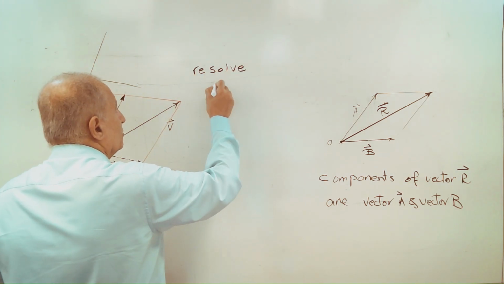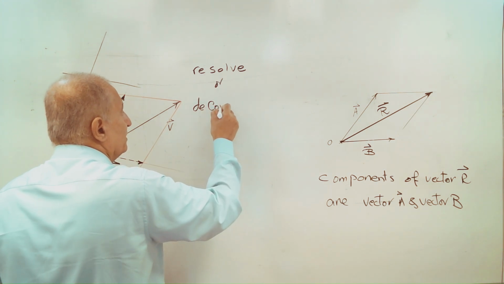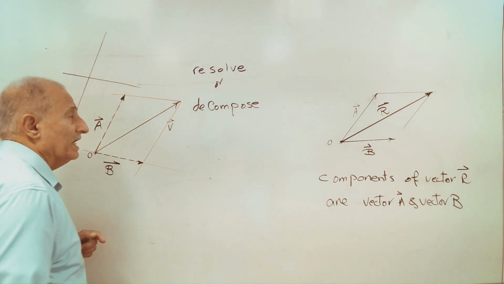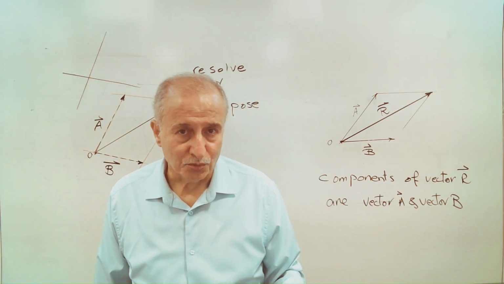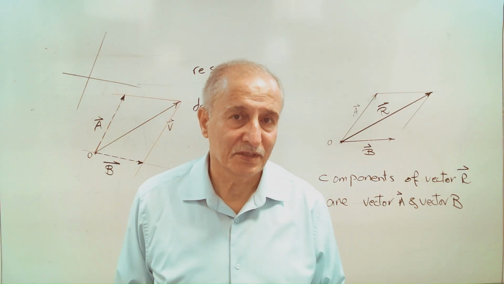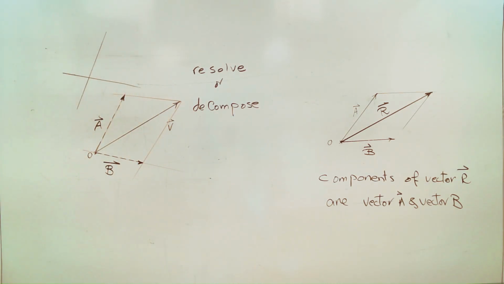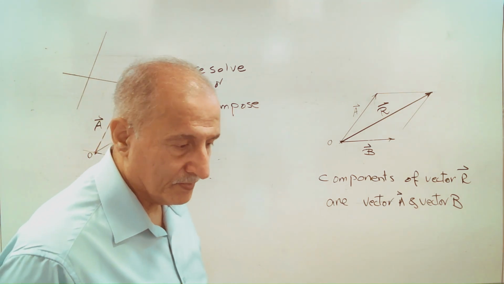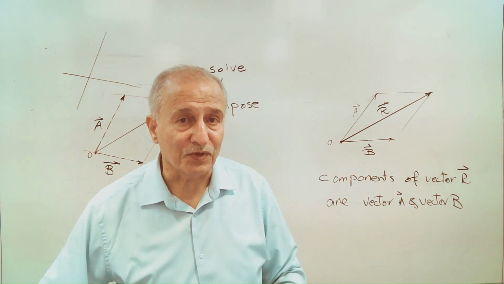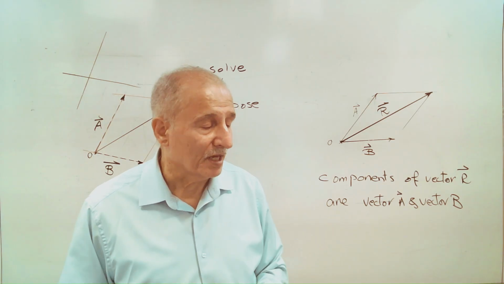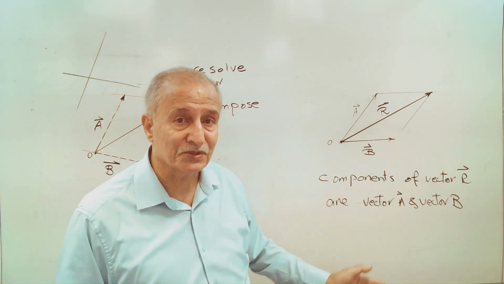Okay? Then we can resolve or decompose any vector into two vectors in different directions. And these two are components of vector v. Then you know what is meant by components of a vector, what it means to resolve or decompose a vector, and what is meant by the resultant of two vectors.